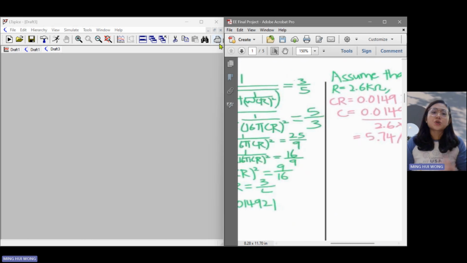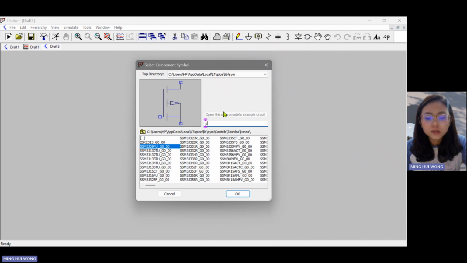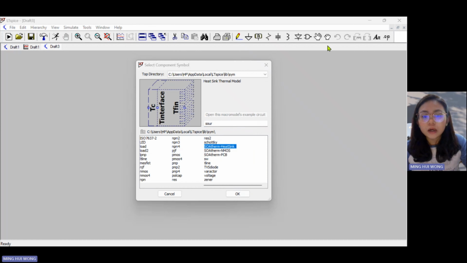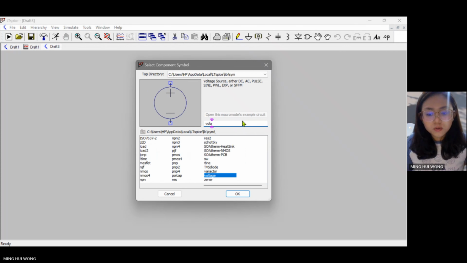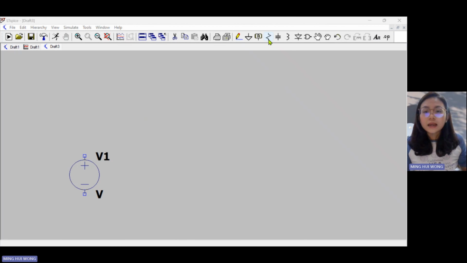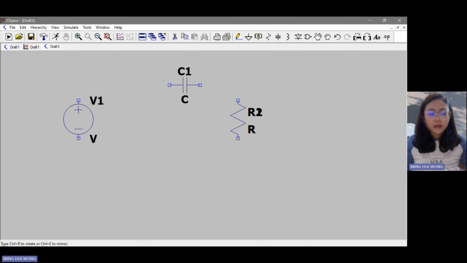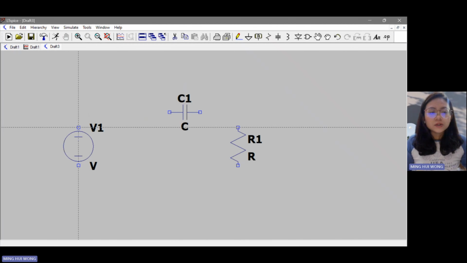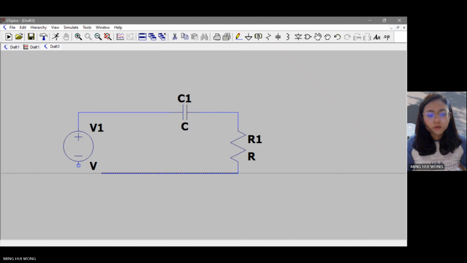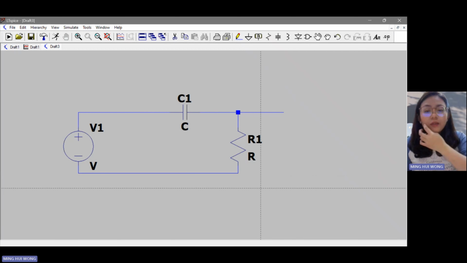So let us construct our circuit. Firstly, we want to input the source, which is a voltage source. We just input it here. After that we input the capacitor and then the resistor. Then we need to connect them by drawing wires. The most important thing is to insert the ground, so that the circuit can work. Don't forget the ground.